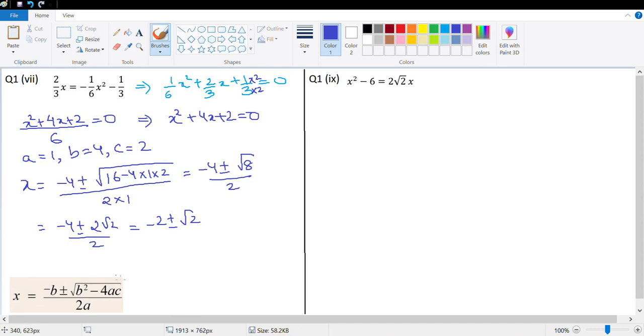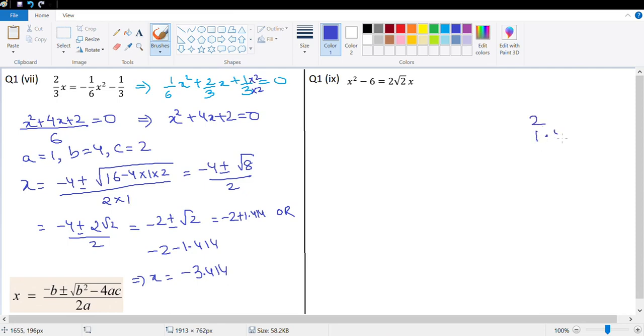Now, even if you don't have the square root table with you, you will need to remember the values of square root of 2 and 3. That's the basic minimum that you need to remember. The square root of 2 is 1.414. So this will be negative 2 plus 1.414 or negative 2 minus 1.414, which means x is equal to negative 3.414.